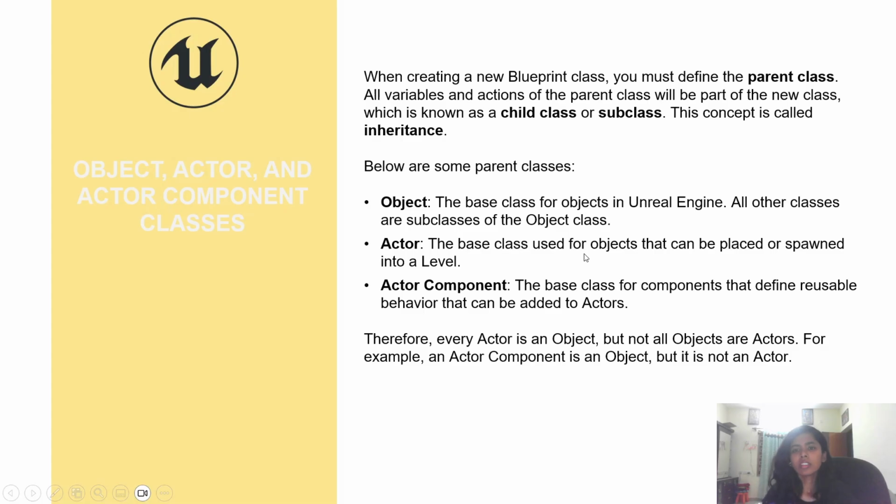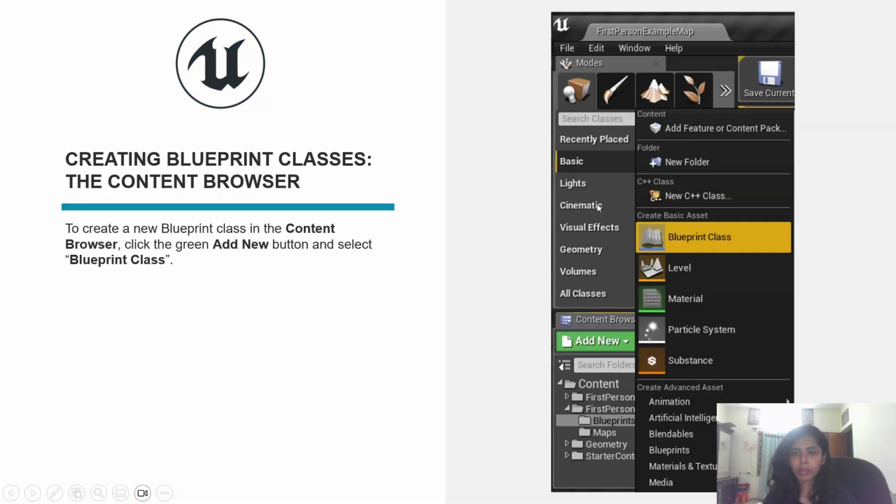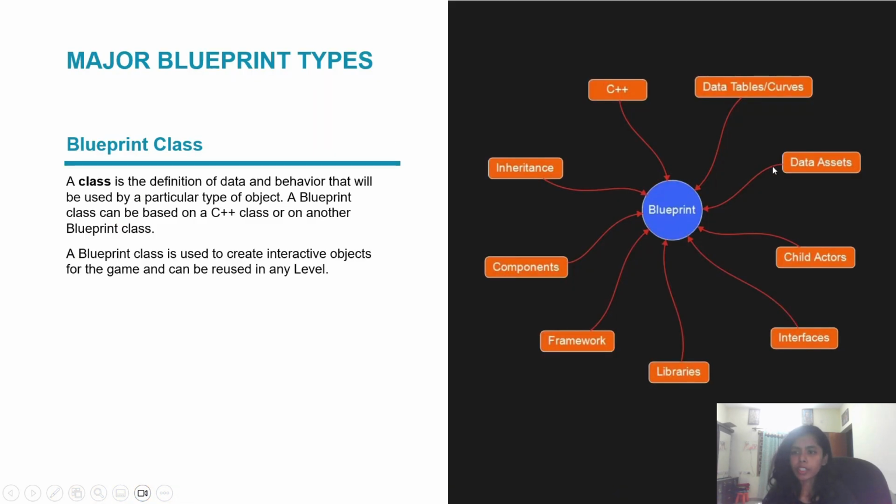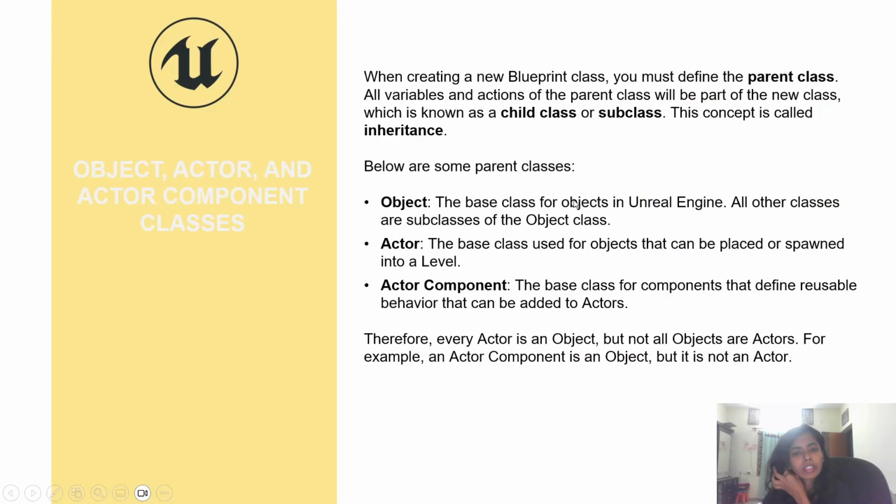So see below, some of the parent classes. You have seen on the previous slide the object, data, search, child actor, interface, framework. These are the parts of your blueprint. When it comes to your parent classes, we have these three things: object, actor, actor component. So these we call the parent classes. So what's the importance of the parent classes? One parent class will have as many children classes or child actors as needed.